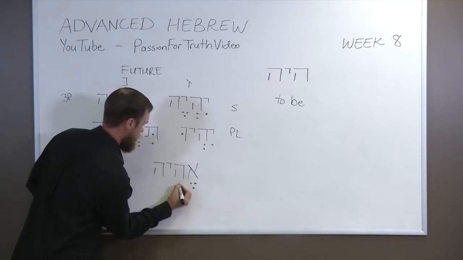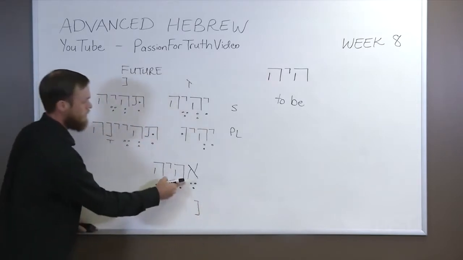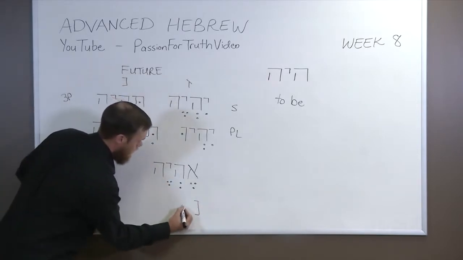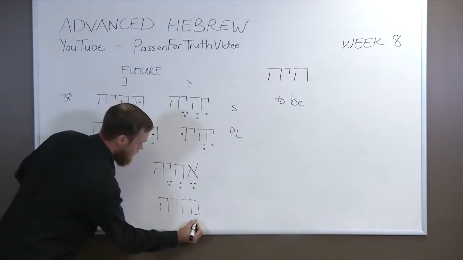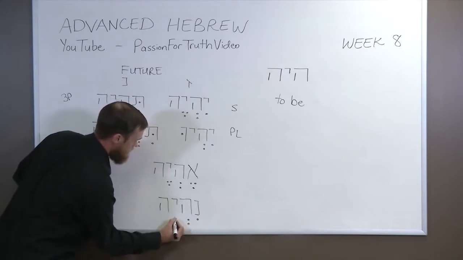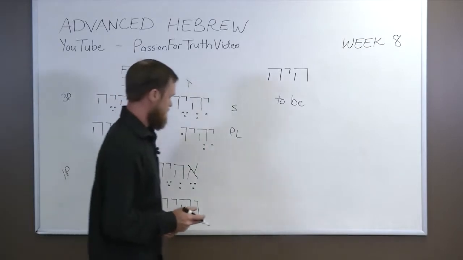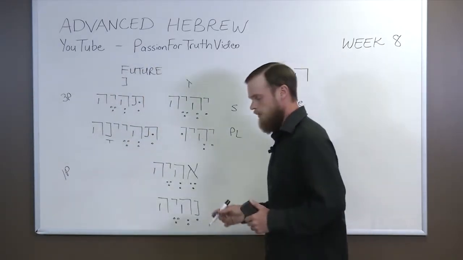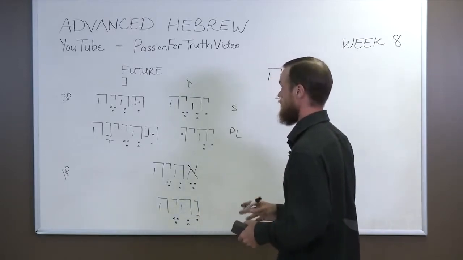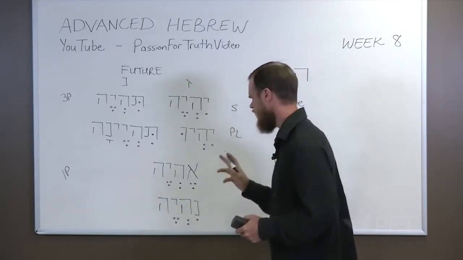First person singular in the future tense is eheya. So that's I will be, eheya. And the first person plural, we will be, is nihiya. Eheya and nihiya. So the reason I mentioned the first person at all is because I actually need to come back to the third person to make a particular point.